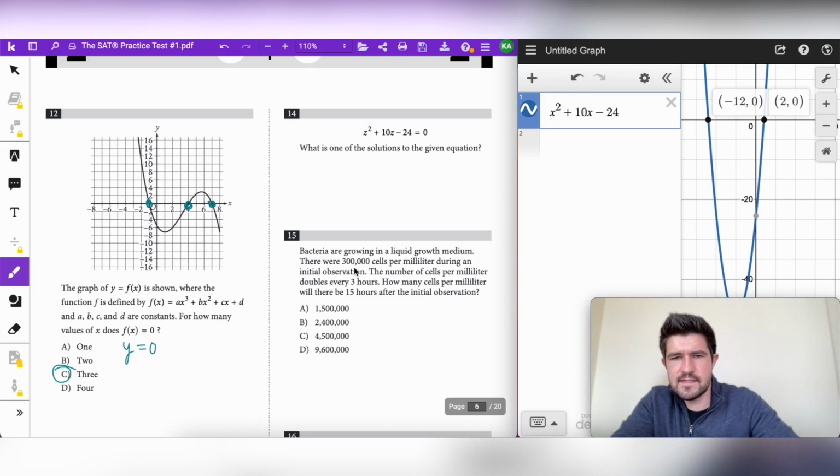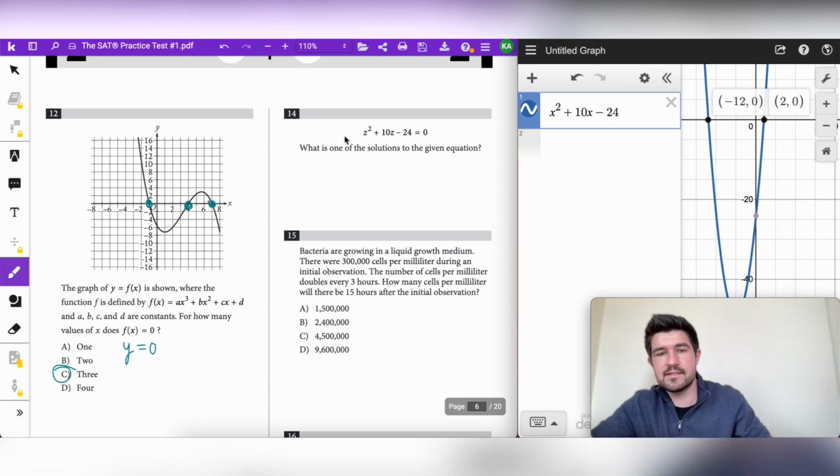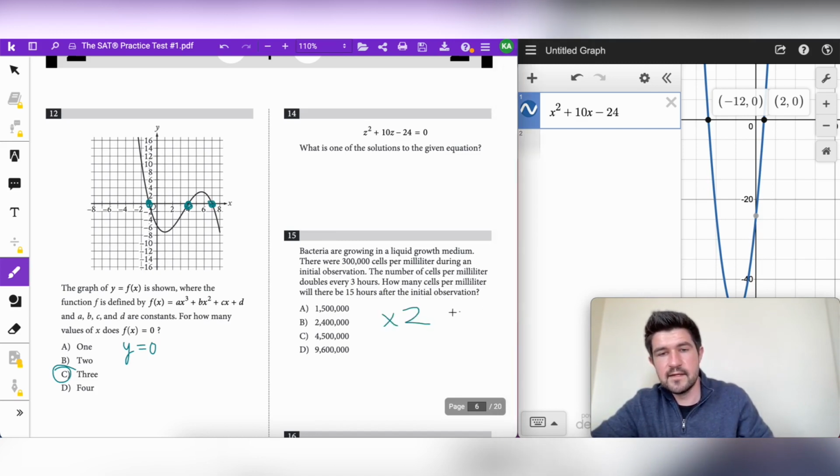So 300,000 cells to start with, and the number of cells doubles every 3 hours. How many cells will there be 15 hours after the initial observation? So you might notice that that means that it's going to double 5 times because there's 5 3s in 15, right? 15 divided by 3 is 5. So it's going to double 5 times. You could think of it that way.